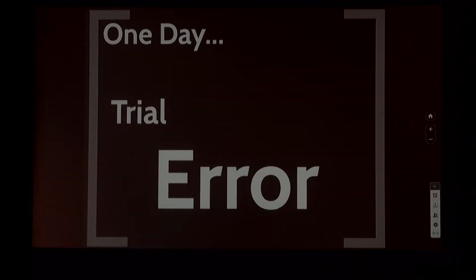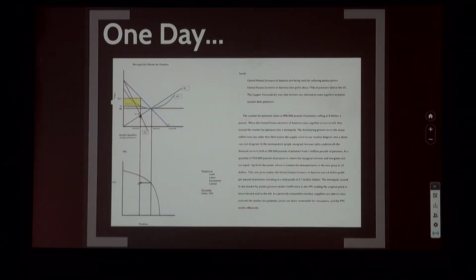And one day, after lots of trial and an enormous amount of error, a student submitted something like this. Actually, this is what she submitted to me. And I thought, that's it. Finally, this is what I'm looking for.